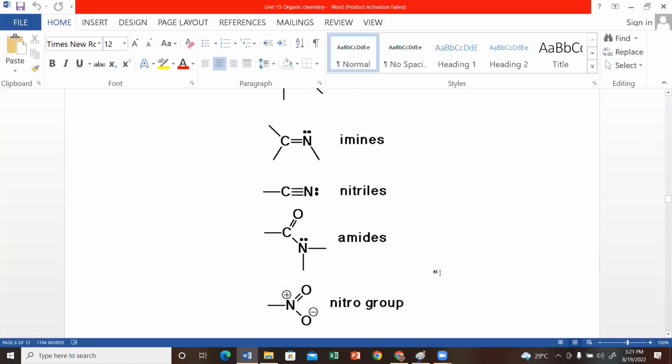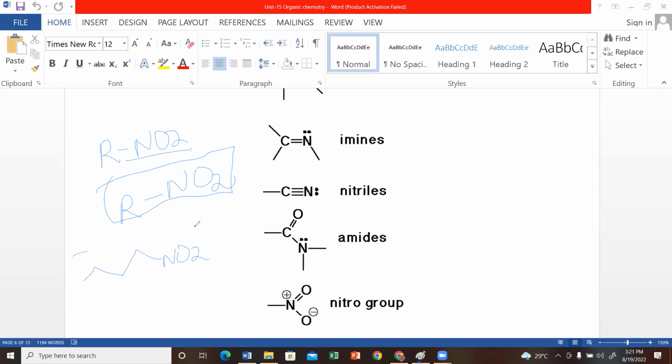Let us move towards the nitro group. What is a nitro group? When any alkyl chain is connected with NO2, it is called a nitro group. R, NO2. These are nitro compounds. NO2, that is the general representation. If we look for examples, it could be like this.